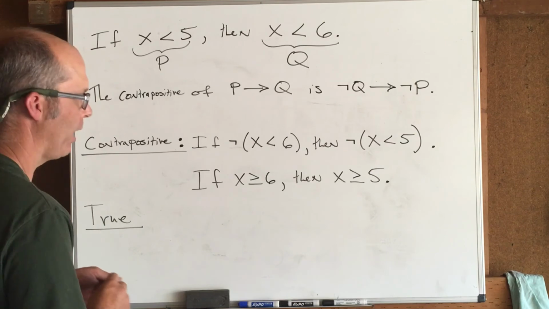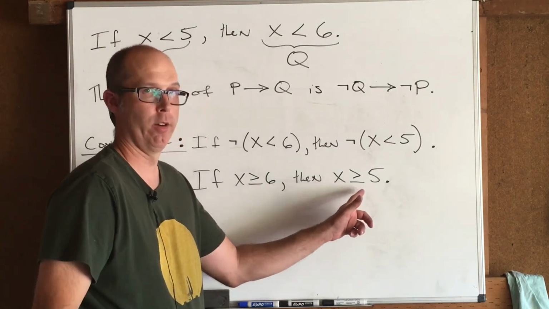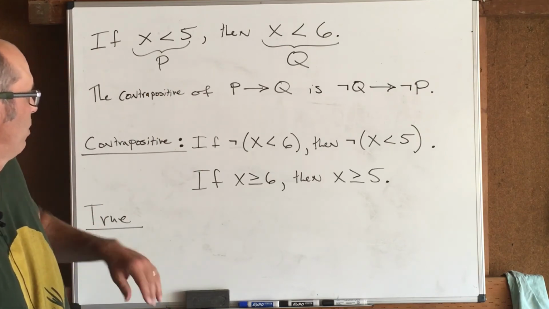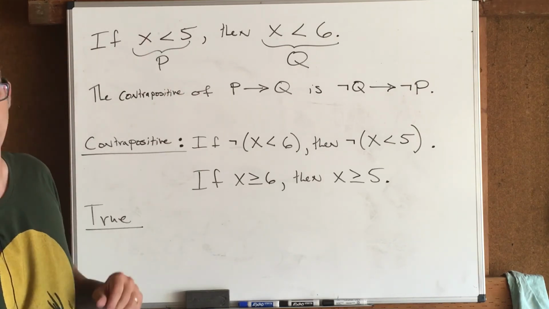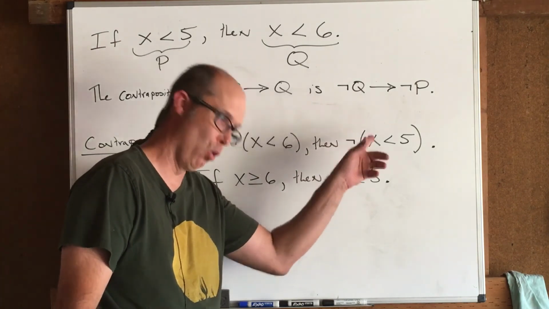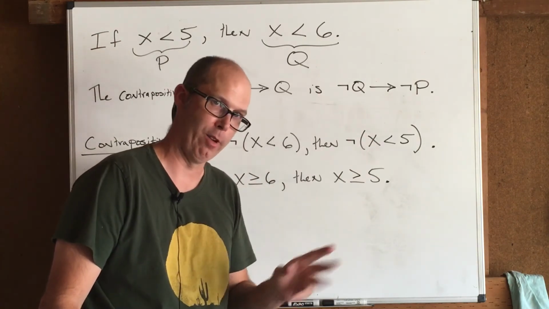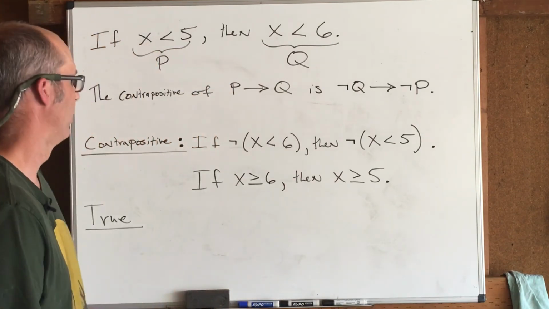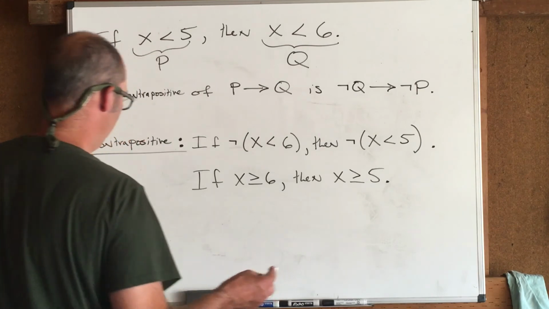And maybe some of you are like, hey, that doesn't make sense. But remember, it's an or, right? So if x is greater than or equal to 6, so if x is greater than 6, let's say x is 7, then it's certainly true that x is bigger than 5 or x is equal to 5, right? Because an or is true when one or the other or both is true. Okay. So it's true.